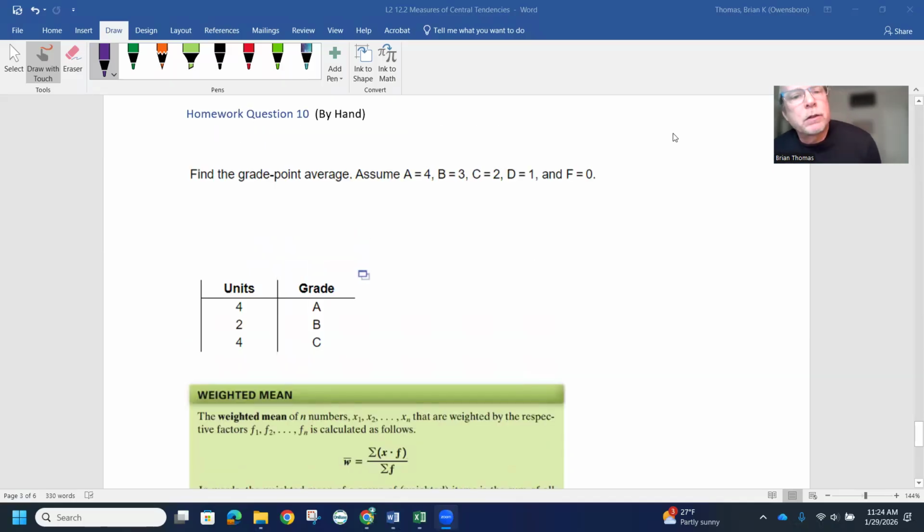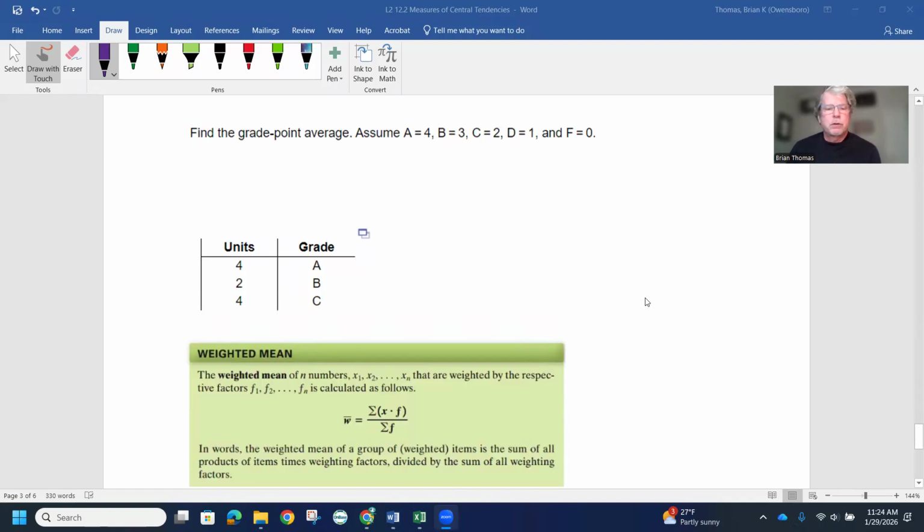So question 10, we want to find a GPA, a grade point average. So again, a grade point average is basically what's called a weighted mean. So it's kind of like we just did a minute ago, the mean of a frequency distribution, but now we have this W bar, which stands for weighted mean.